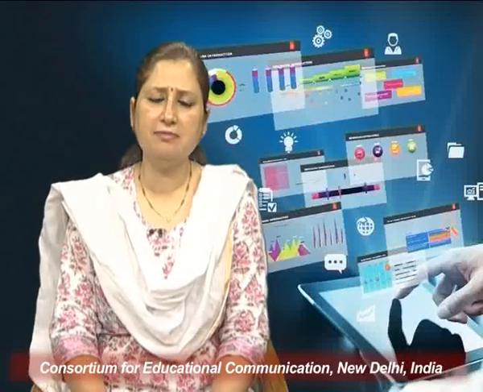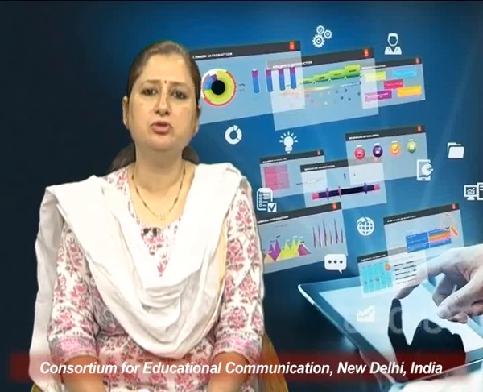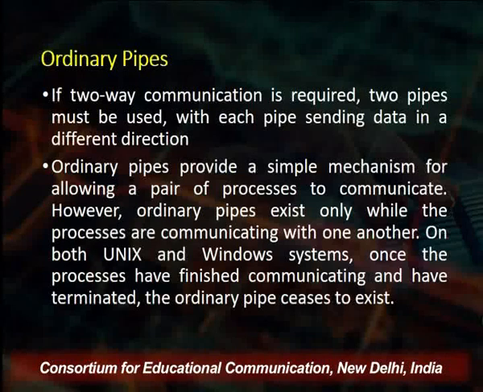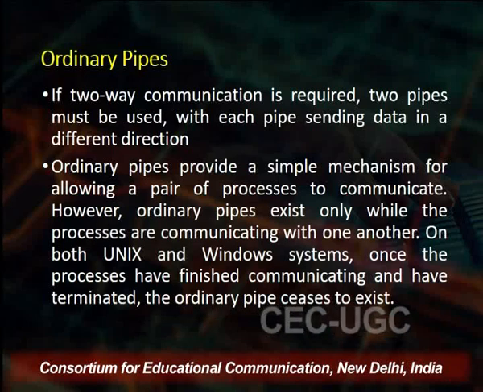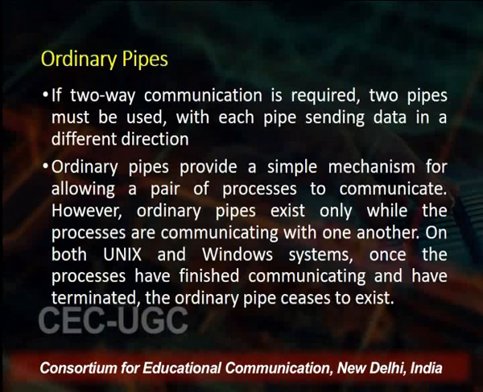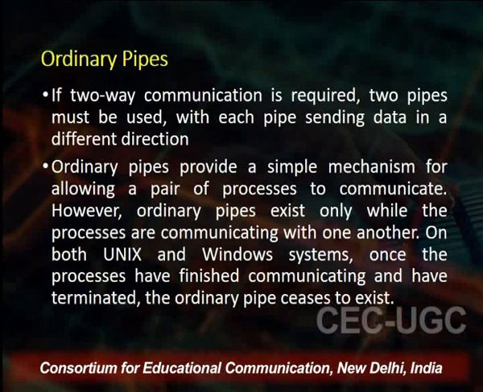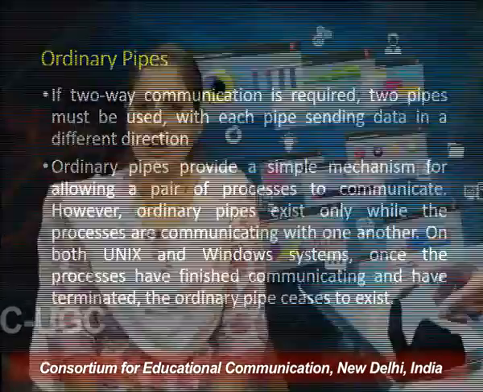So in an ordinary pipe, as we just said, if two-way communication is needed, then we need to use two pipes, with each pipe sending data in a different direction. This is a very simple mechanism, and a pair of processes can communicate using this. Ordinary pipes exist only while the processes are communicating with one another. This was used in Unix and Windows systems, but now they cease to exist because of the requirement of two pipes.